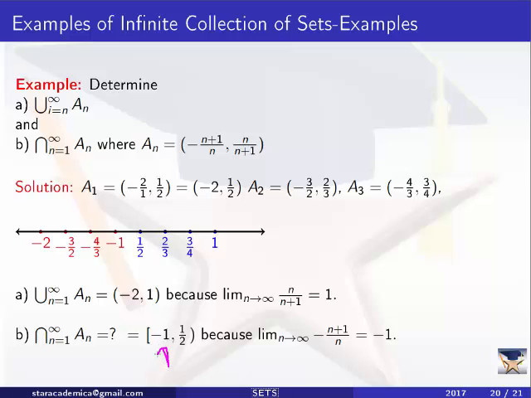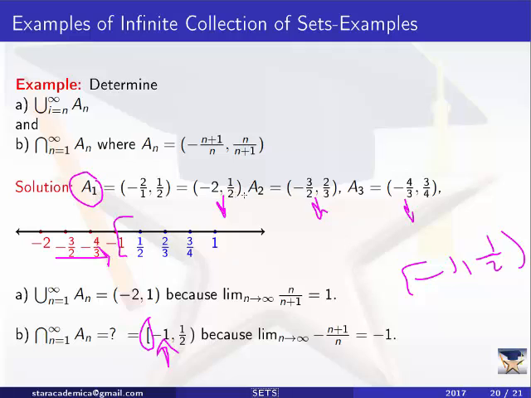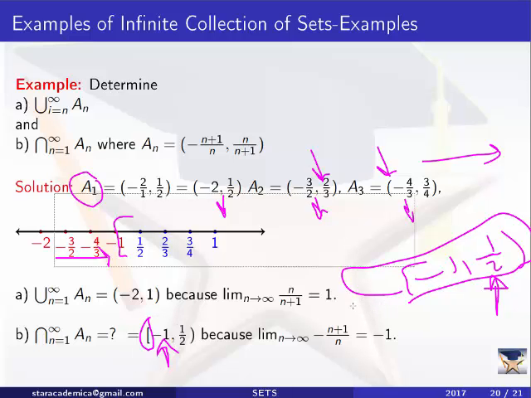-1 is included, not excluded. Why? Because -1 is in all the sets. It's an element here, it's an element here, it's an element here. We are pushing from the left, but every time it is inside all the sets. So this is included. It's -1 closed, 1 over 2 open. 1 over 2 is never included. 1 over 2 is not included in A1. It is included in A2, A3 and all the others, but it's not an element of A1, and because it is an intersection, it has to be open. So this is the result for the intersection.